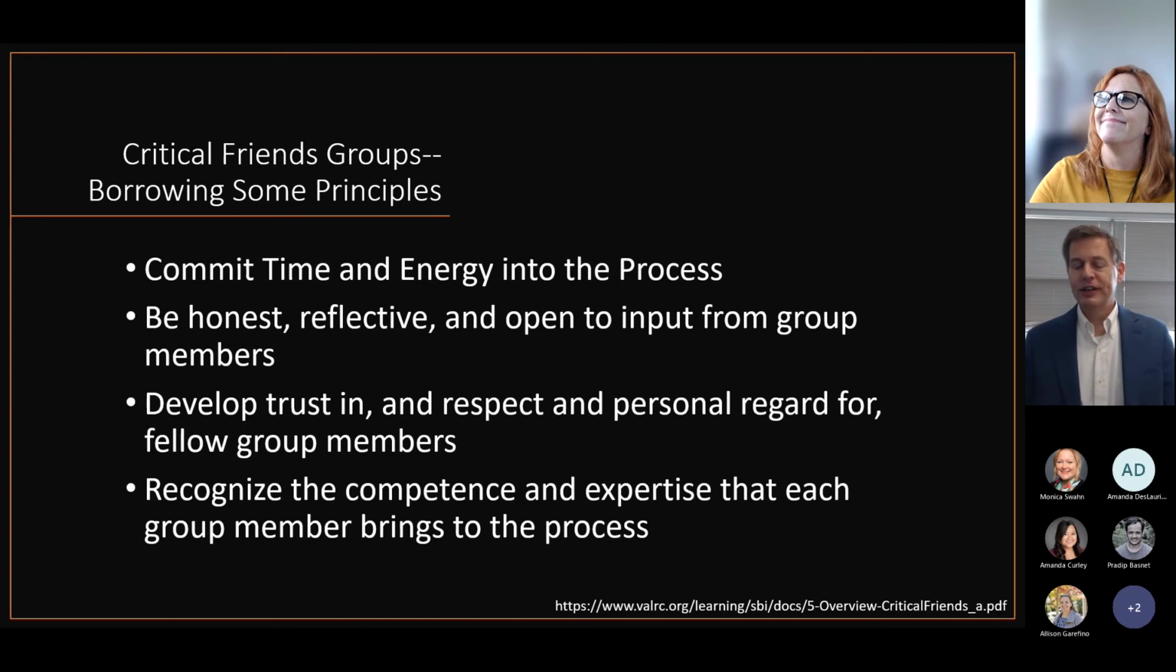These are critics, but they are also our friends, and we work together and we know each other, and that's an important part. And in that same mindset, we develop trust in each other, respect and personal regard for fellow group members. So this should go without saying, but feedback should have that in mind, that we are all friends and we're trying to help each other in this process. And the last point, and these are straight from this Critical Friends group: recognize the competence and expertise that each group member brings to the process.